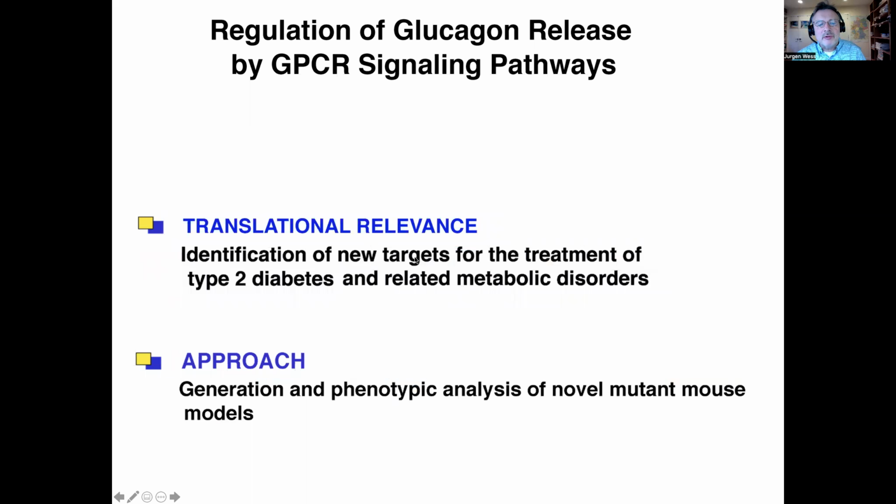The ultimate goal of this work is to identify new targets for the treatment of type 2 diabetes and related metabolic disorders. To do this work, we generated and phenotyped a very large number of novel mutant mouse models.